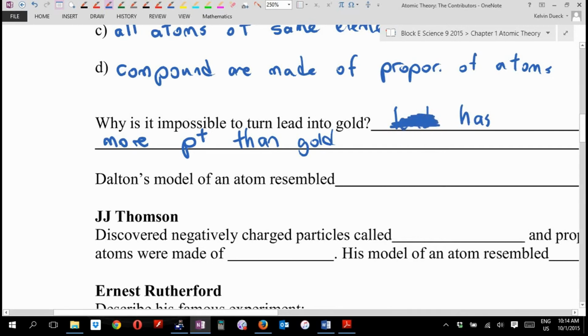Hey, look at the front. You could go, that's the abbreviation for lead, and that's the abbreviation for gold. Those two don't make much sense.